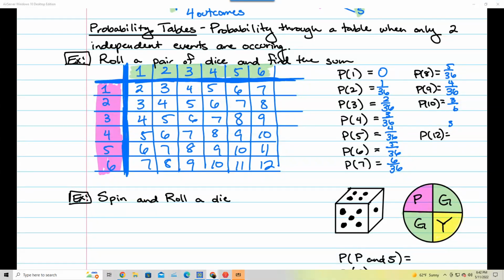And let me just go ahead and delete this. Forget this. That's too much work, not enough payoff. So probability of getting an 11, probability of getting a 12. Probability of getting an 11 would be 2 out of 36. And it looks like I lost that 3. The probability of getting a 12 is 1 out of 36.